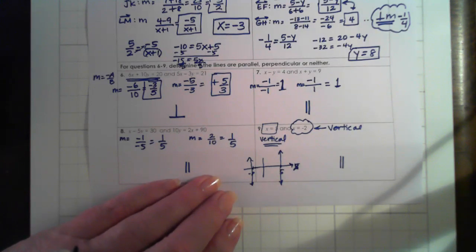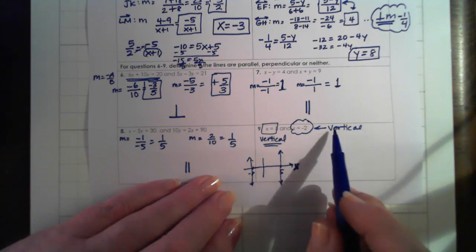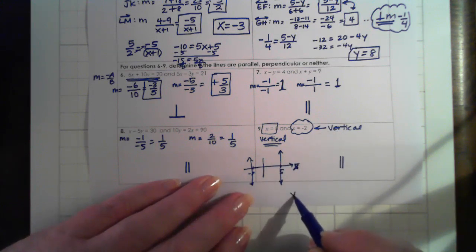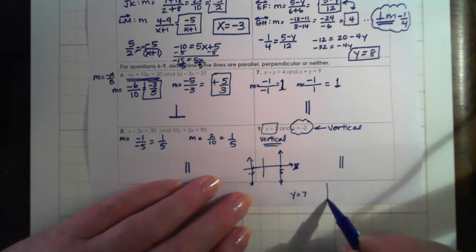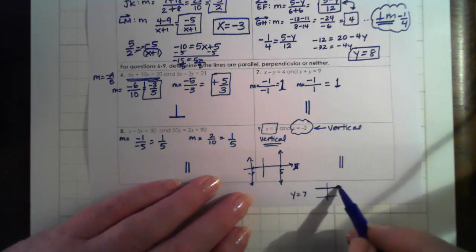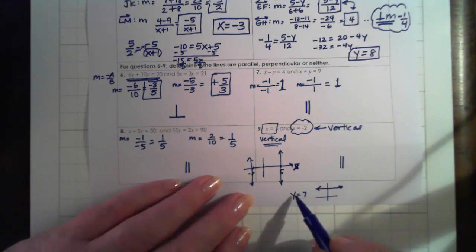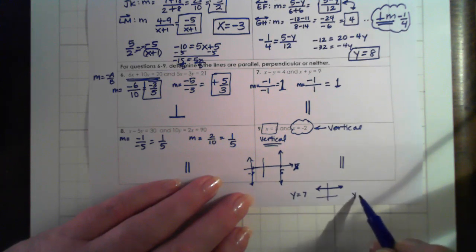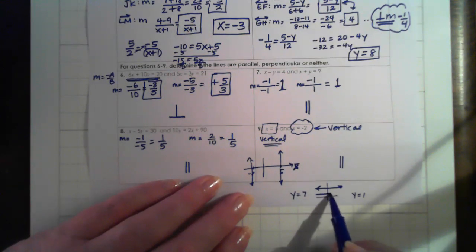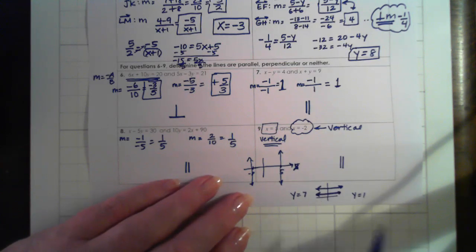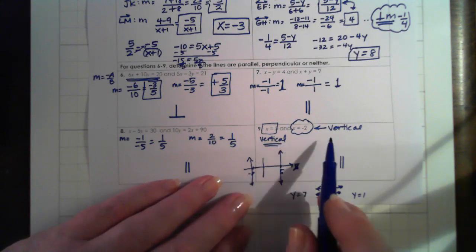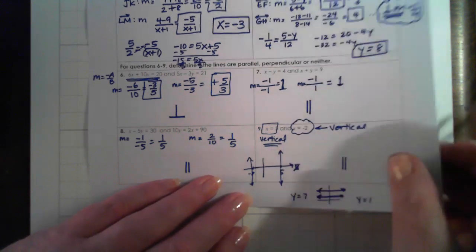So x equals 7, x equals 12, x equals 35, x equals -52, those are all vertical lines. If, on the other hand, I had y equals 7, now we're talking about a horizontal line, a line with a 0 slope. So anytime I have y equals, say y equals 7 and y equals 1, I would have, again, a pair of parallel lines that are both horizontal. X equals are our verticals, y equals are our horizontals.